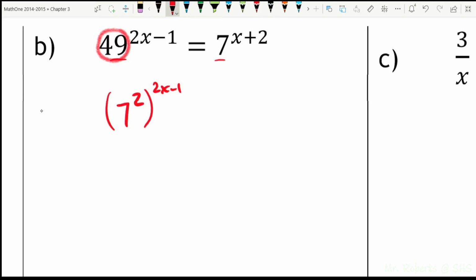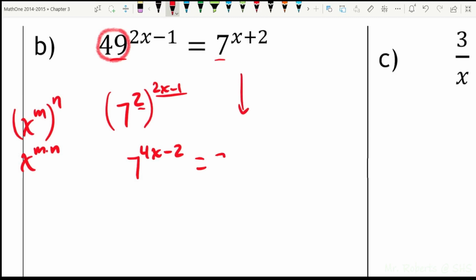So we know that if I have a power like x to the m, and I raise that to the n power, that's the same as x to the m times n. So I'm just going to multiply the 2 times the quantity 2x minus 1. And I get that that's the same as 7 raised to the 4x minus 2 power. And I'll just bring down the other side here. This is equal to 7 to the x plus 2 power.